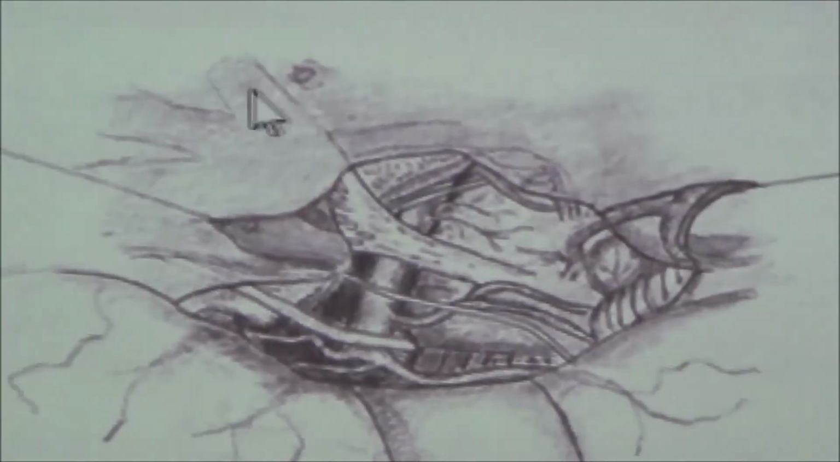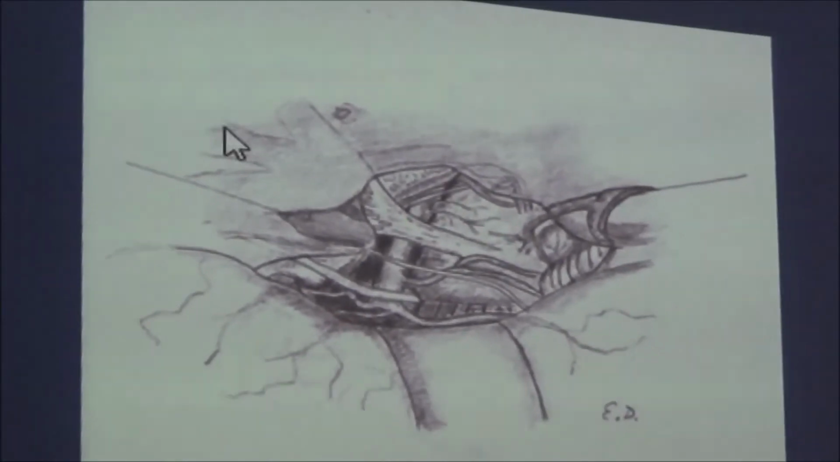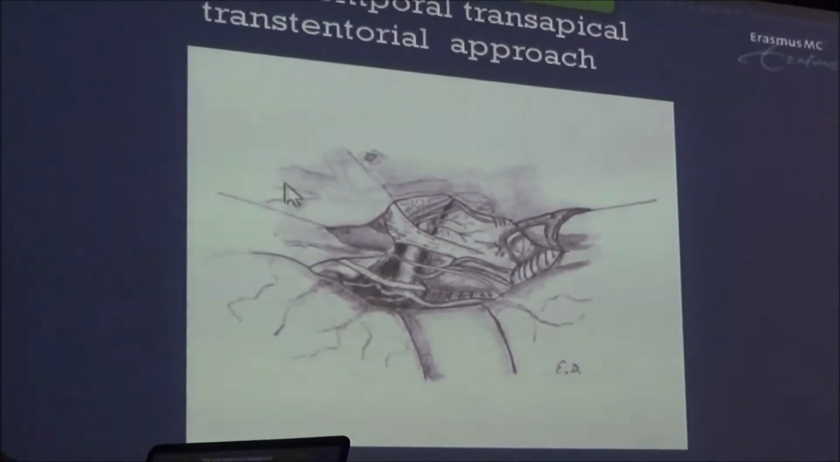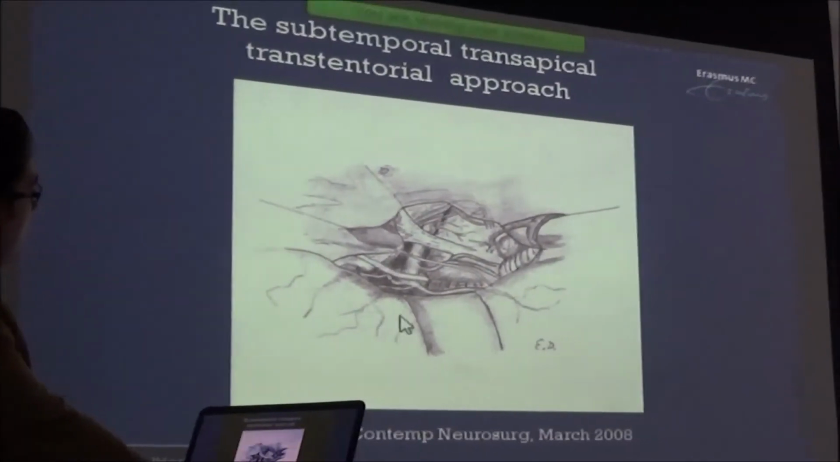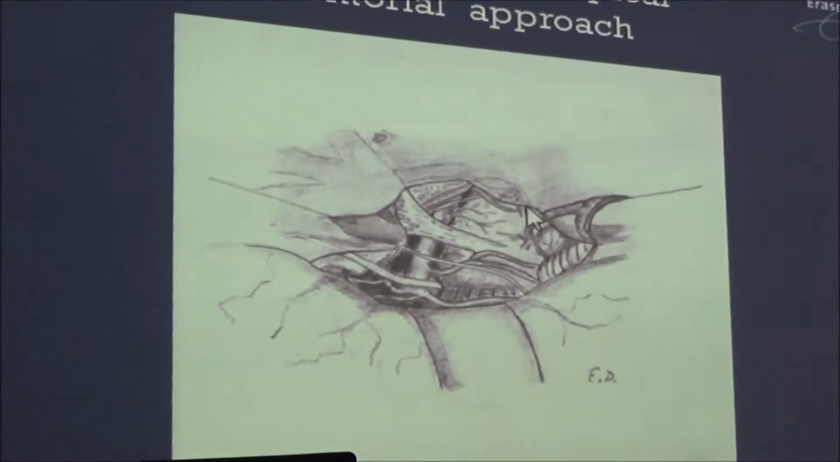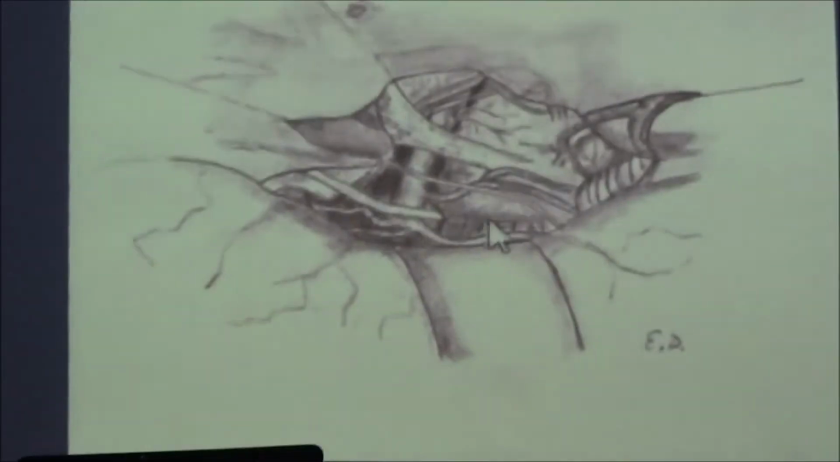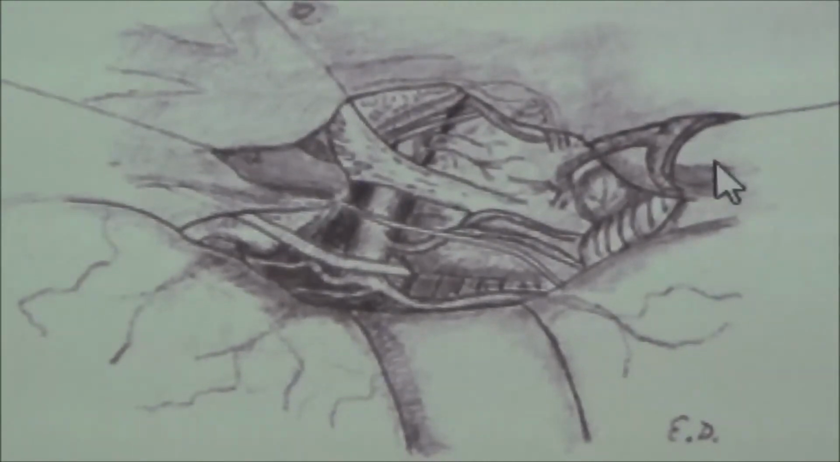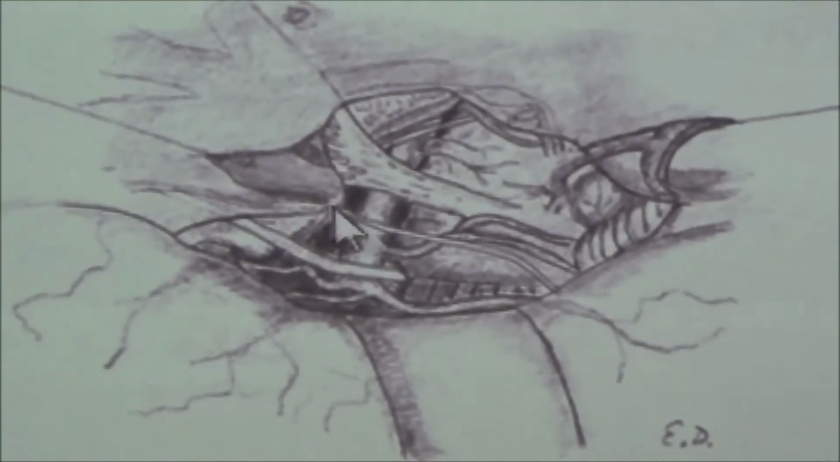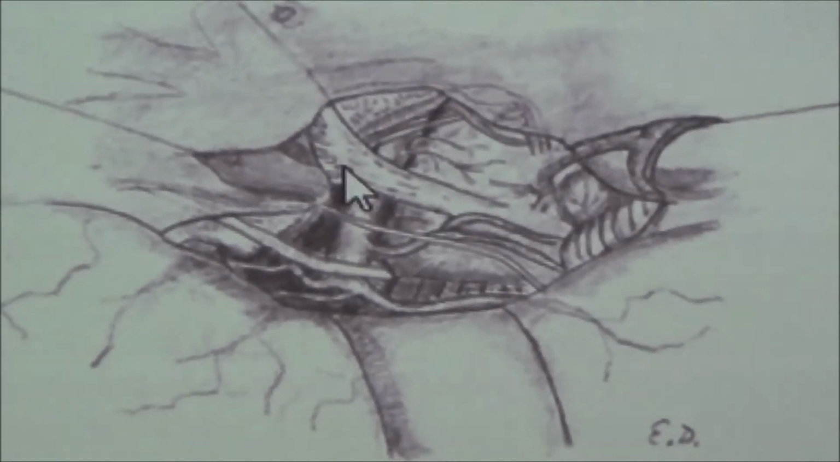This is the Gasserian ganglion with Meckel's cave, V3, V2, V1, the foramen, the tentorium, and the basilar artery with the ACA and ICA. And what you also see here is the fourth nerve inside the tentorium here, and also obviously the root of the trigeminal nerve going into the porus trigeminus to reach Meckel's cave. So this is the extent of your exposure.